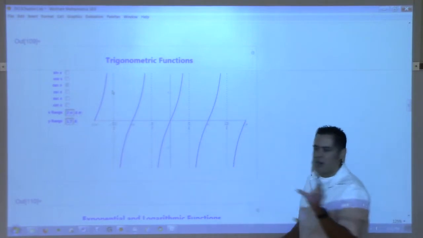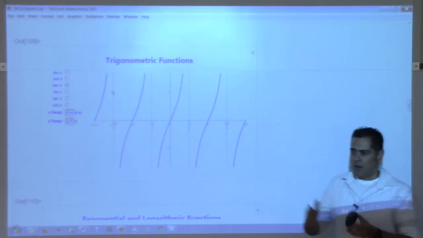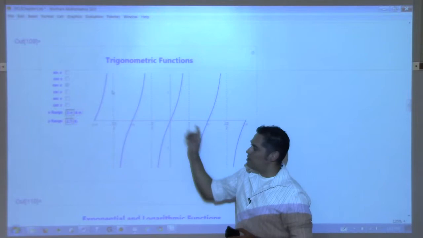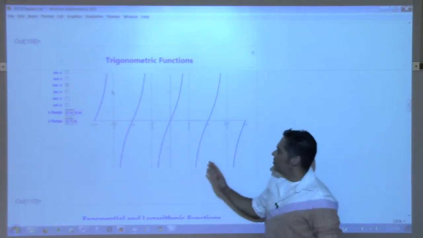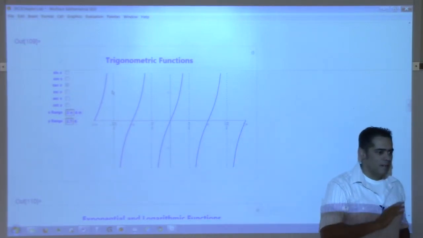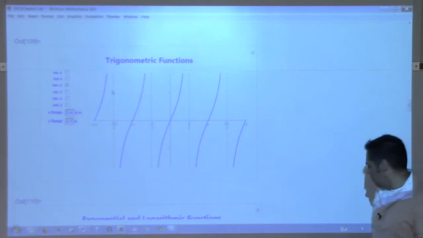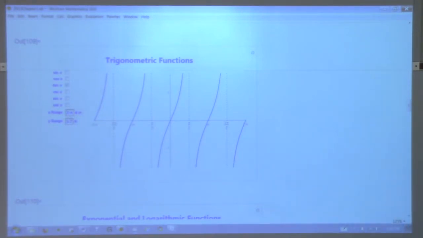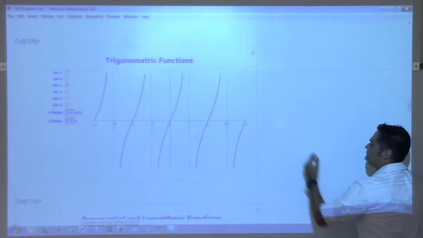Okay, it's periodic. It does repeat itself, and the length of the period is pi, but you have all these vertical asymptotes when you graph it. So what is the definition of tangent? In terms of sine and cosine, tangent can be rewritten how?